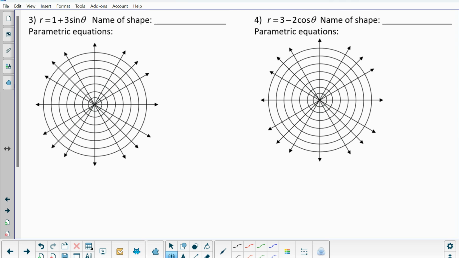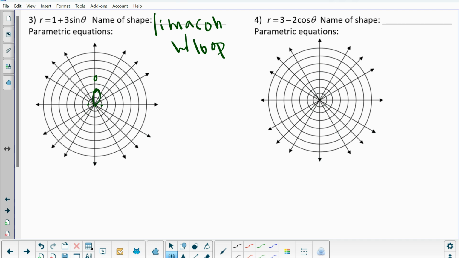Okay, so the next two shapes are both limacons, but one of them has a loop and one of them does not. So this one is a limacon with a loop, and you know that because the first value, the 1, is smaller than the second value. So sine, positive sign, it's going to be mostly up. To get the large loop, you're going to add them together. So 1, 2, 3, 4. To get the inner loop, you're going to subtract 1 from 3 to get 2. And then you're going to graph at those little edges there.